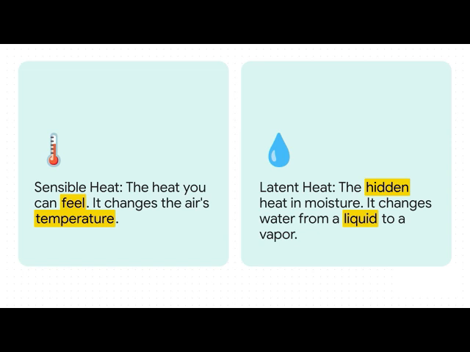And you gotta understand this difference. Sensible heat is the heat you can actually feel. It's what a thermometer measures. But then there's this other kind, latent heat. Think of it as hidden energy, tucked away inside the water vapor in the air. This, right here, is the secret ingredient that makes a humid day feel so exhausting.